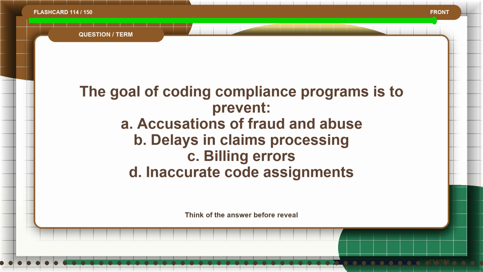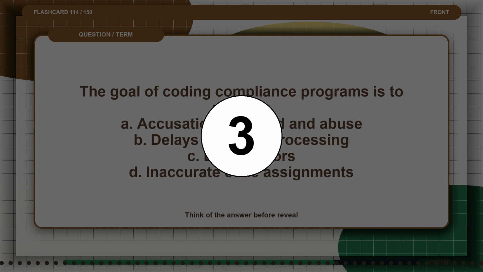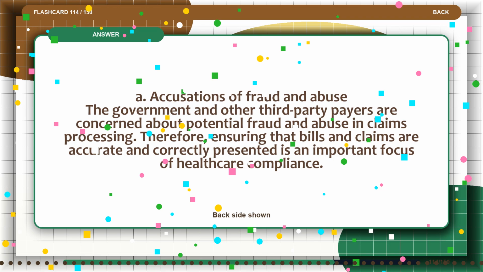Flashcard 114. The goal of coding compliance programs is to prevent: A. Accusations of fraud and abuse. B. Delays in claims processing. C. Billing errors. D. Inaccurate code assignments. Think of the answer before the reveal. The answer is A. Accusations of fraud and abuse. The government and other third-party payers are concerned about potential fraud and abuse in claims processing. Therefore, ensuring that bills and claims are accurate and correctly presented is an important focus of healthcare compliance.